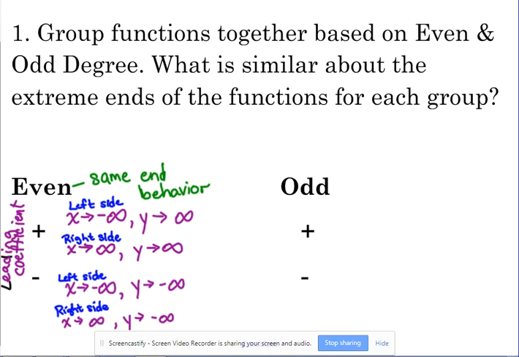Okay, what's the deal with the odd functions? They go in opposite directions. Opposite end behavior here. One end's going one way, one end's going the other way, and I can't spell behavior. Okay, so if we have a positive leading coefficient for our odd functions, the left side is doing what? Where is it headed? Positive or negative infinity?